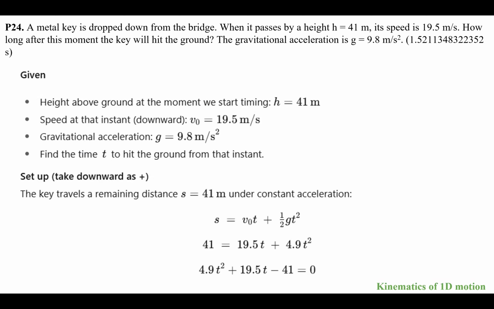A metal key is dropped down from the bridge. When it passes by a height h of 41 meters, its speed is 19.5 meter per second. How long after this moment will the key hit the ground? The gravitational acceleration is given by this one. So once again, it is a constant acceleration motion.